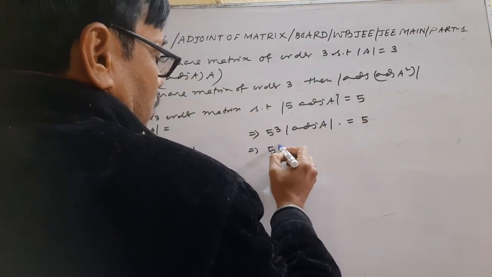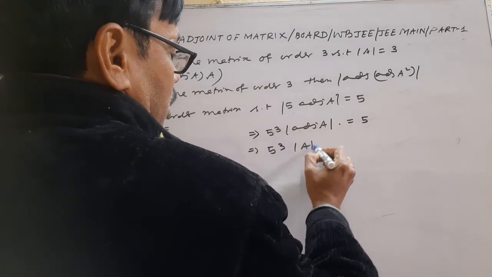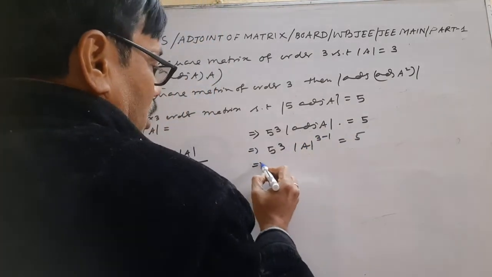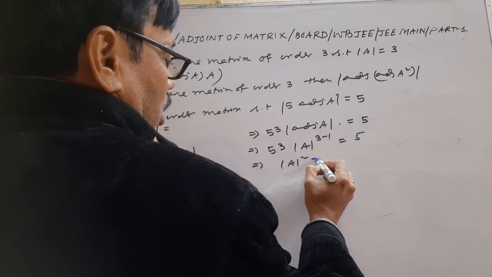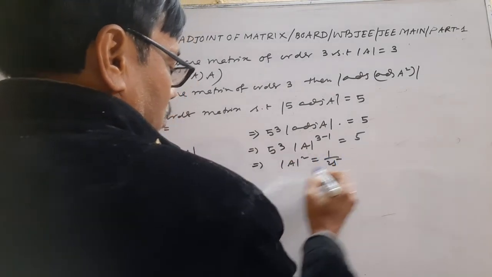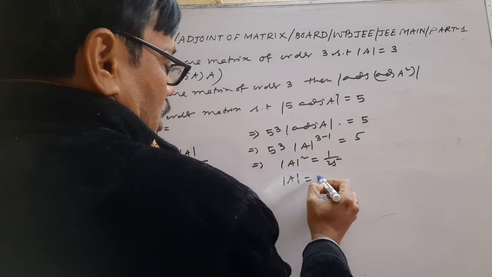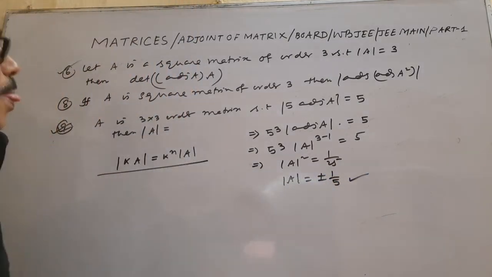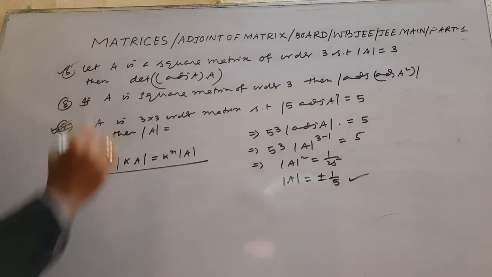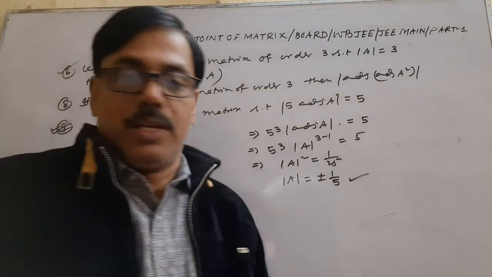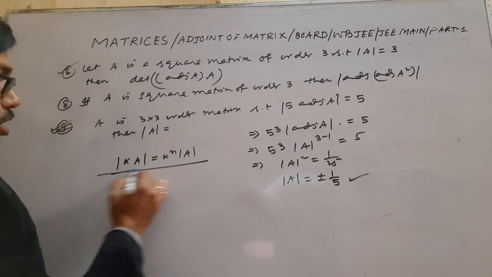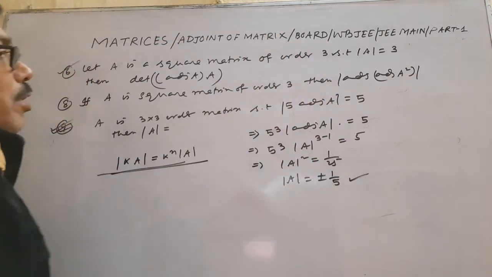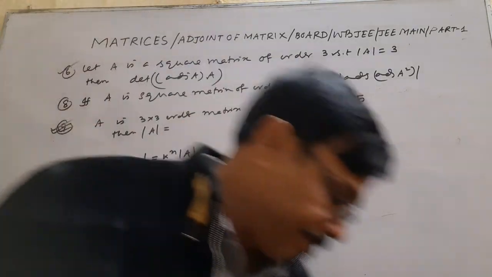Now this is 5 cube. So determinant A to the power 3 minus 1 equals 5. So determinant A square 1 by 25. So determinant A equals plus minus 1 by 5. So 1 marks or 2 marks problem. Using this theory, adjoint of A, determinant A to the power n minus 1.